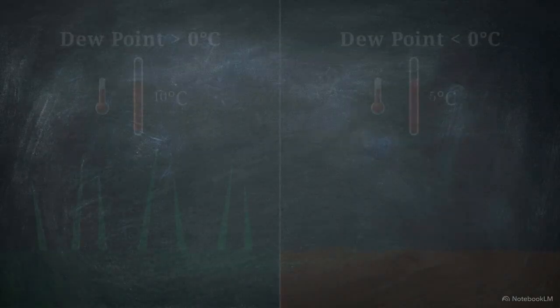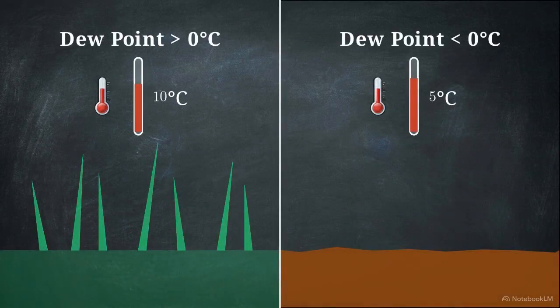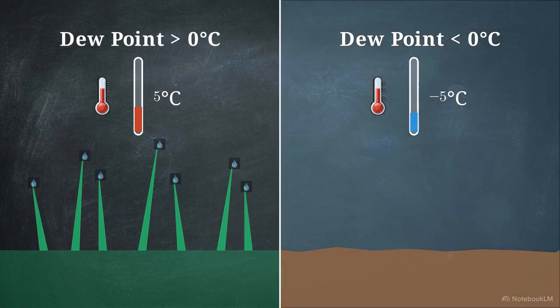This split diagram illustrates the boundary rules. On the left, the temperature drops to the dew point, but that point remains above freezing. The result is liquid dew forming on low-lying surfaces, providing hydration for plant life. On the right, the dew point threshold is crossed entirely below 0 degrees Celsius. This triggers deposition, a direct phase shift from vapor into solid ice, creating crop-damaging frost.